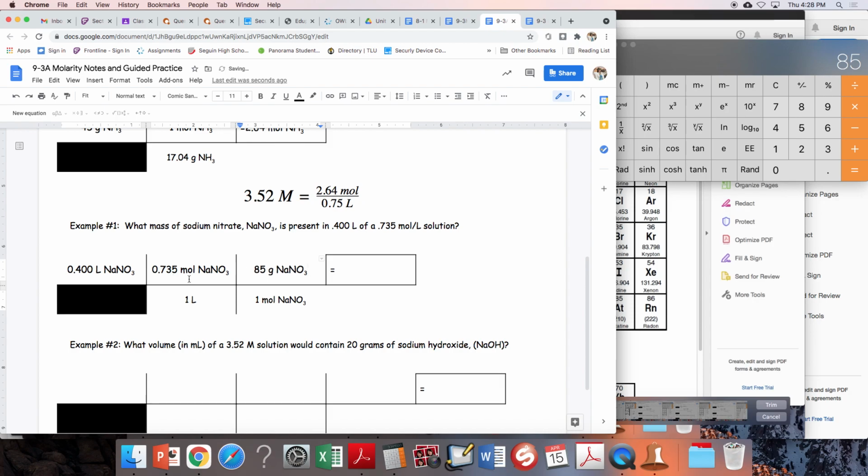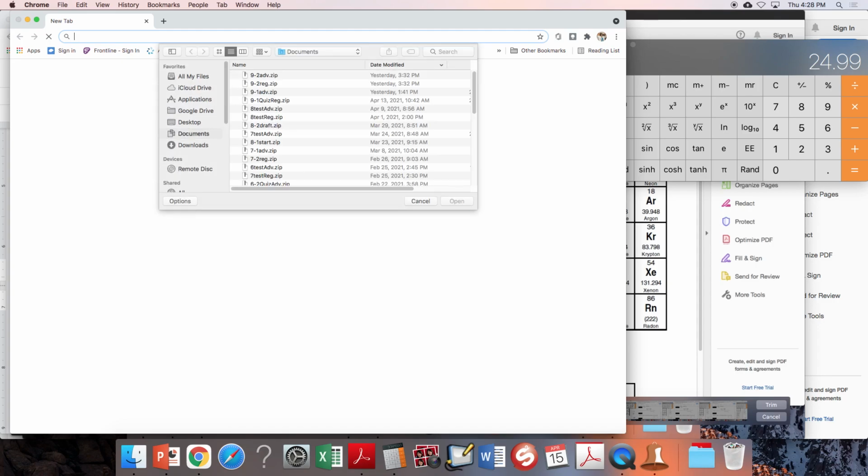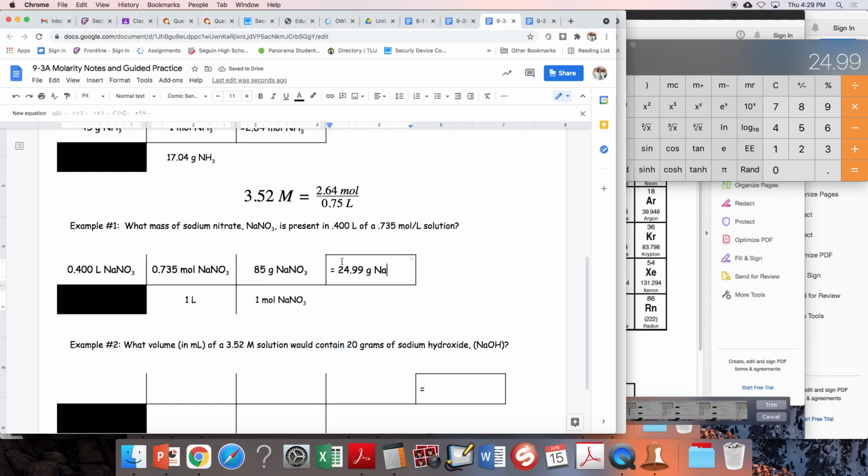So now I just got to do my math. All of my numbers that aren't 1 ended up on top. So now I just need to multiply. So I've got 0.4 times 0.735 times 85, not 88. There you go, 85, for a total mass of 24.99 grams of sodium nitrate. That is not the button I was trying to hit there, sorry. Technical difficulties.